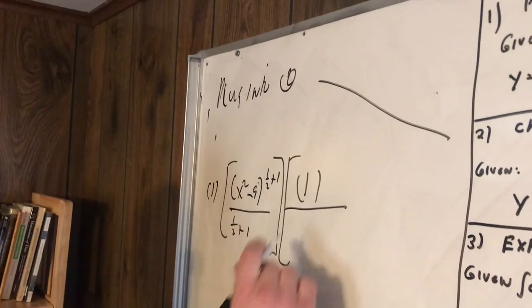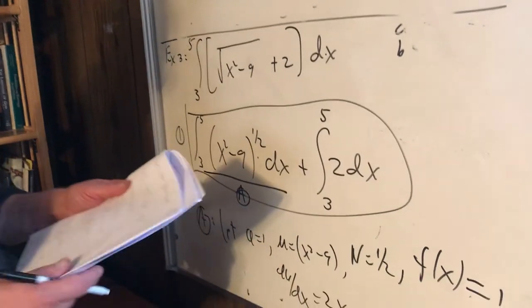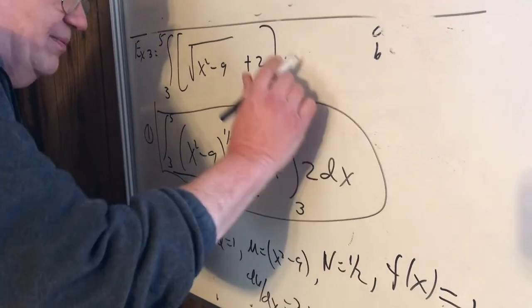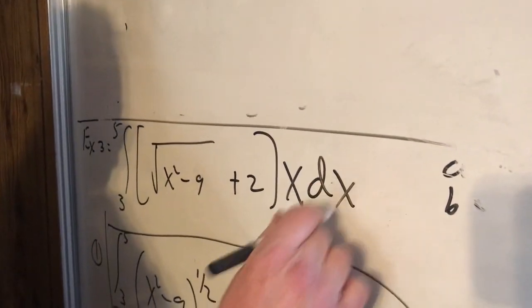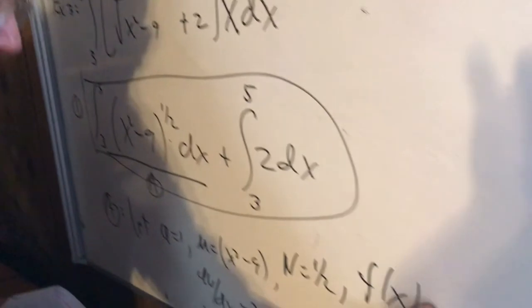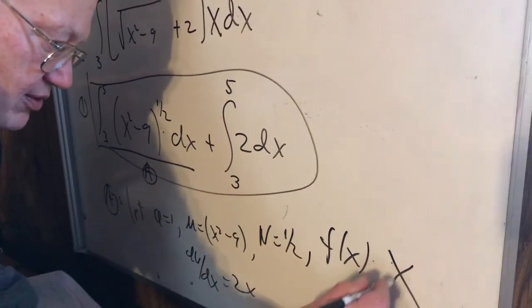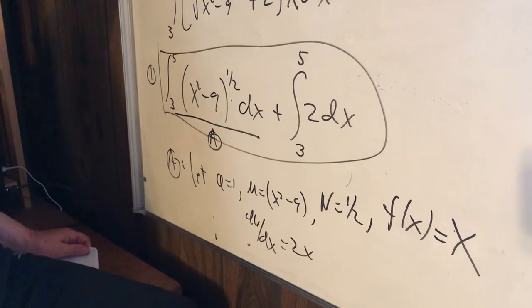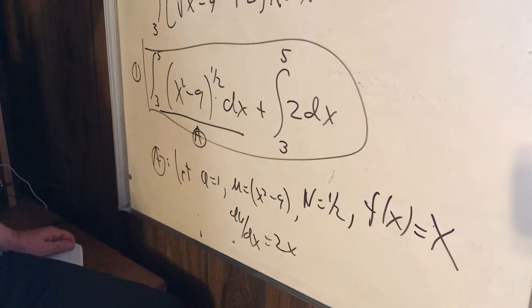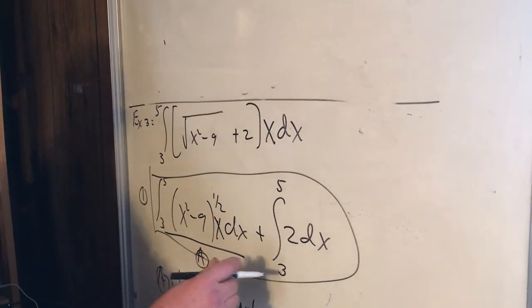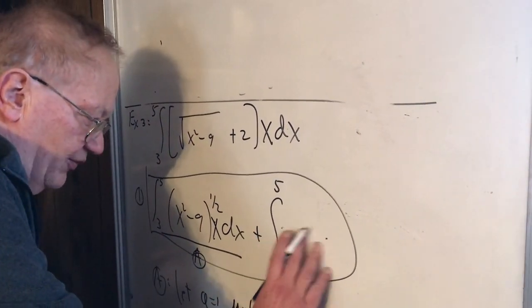And du/dx, f of x should be x, shouldn't it? Oh, there's an x here. Sorry. All right. So f of x is going to be x. Everything else should remain the same, except the x goes over here. And this becomes 2x dx.